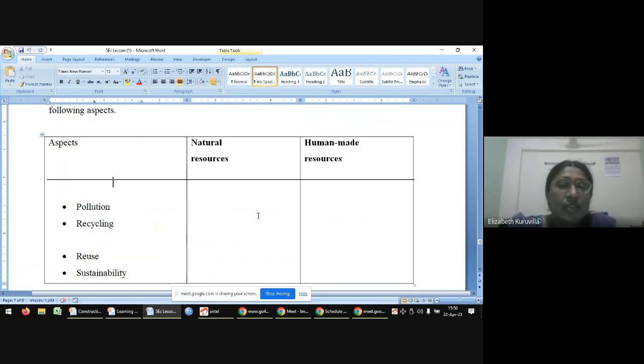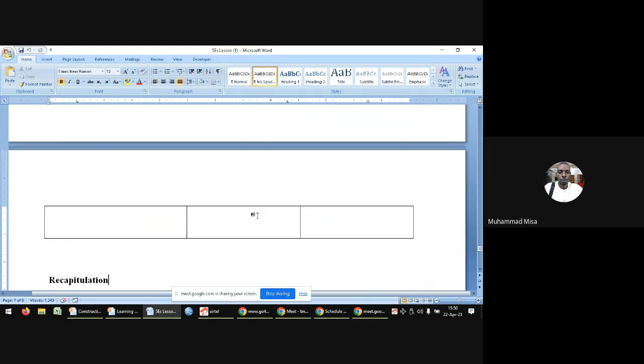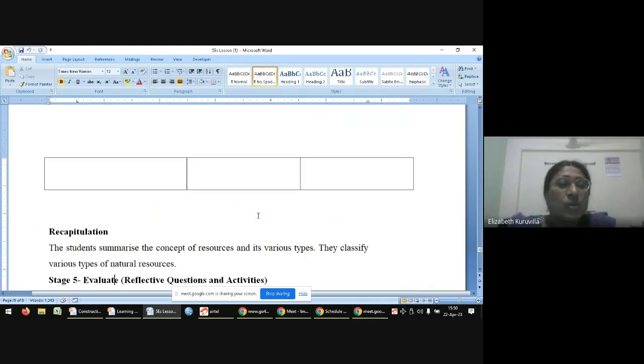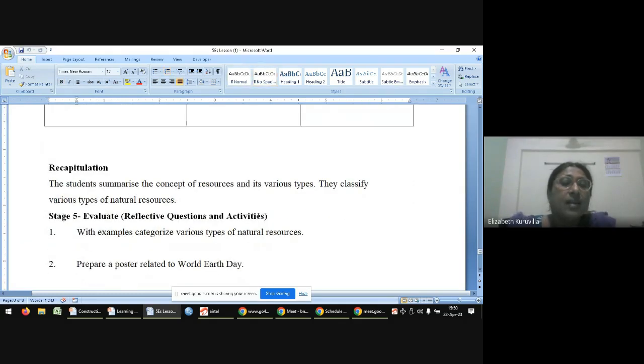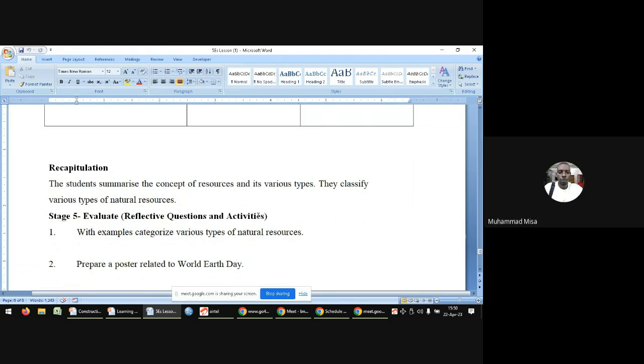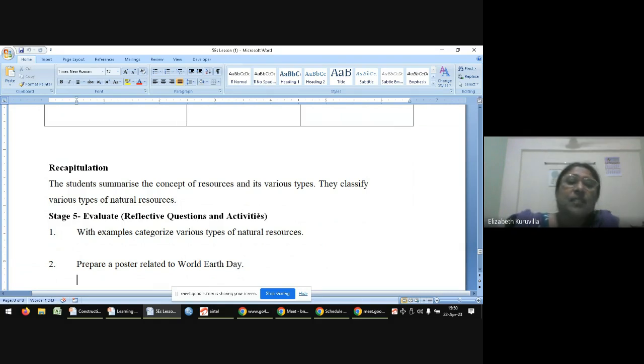This is another activity. Then recapitulation. The students summarize the concept of resources and its various types. They classify various types of natural resources.